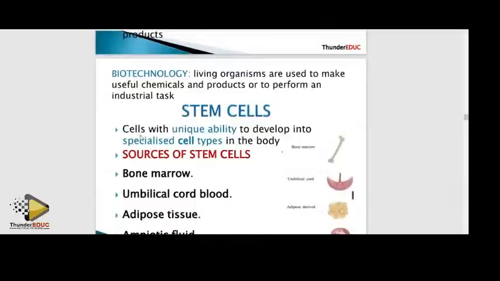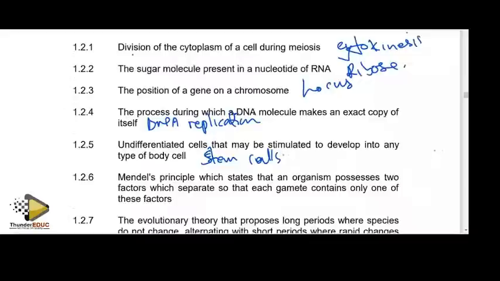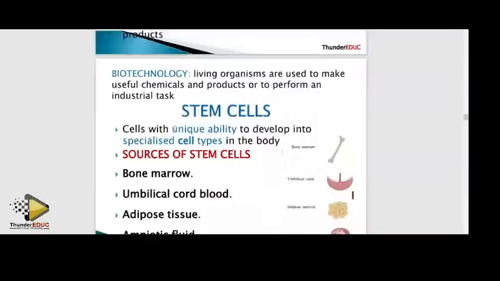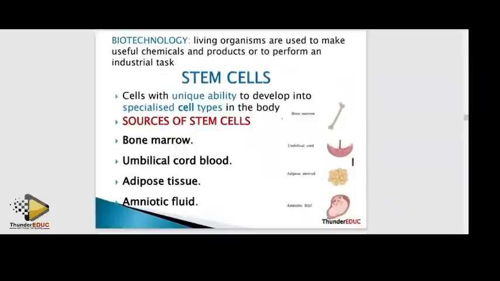It says that stem cells are cells with the unique ability to develop into specialized cell types in the body. So if you look at the question here, it's saying undifferentiated cells that may be stimulated to develop into any type of body cell. So these cells can develop into specialized cell types in the body. It's just a reverse, but that's what they are looking for, which we call the stem cells.